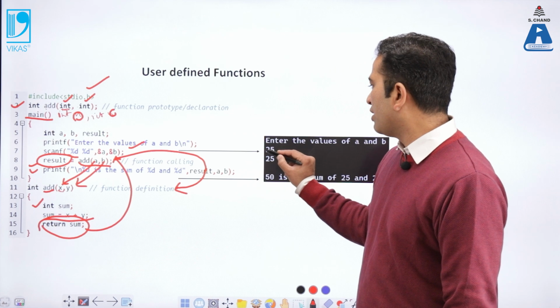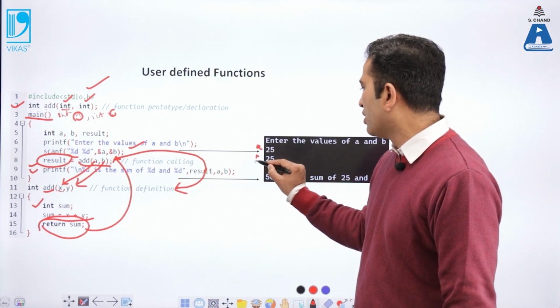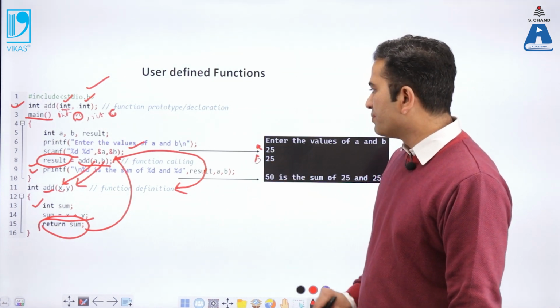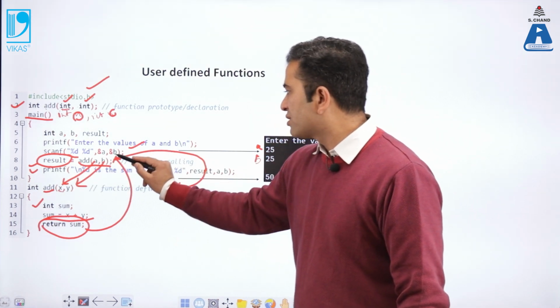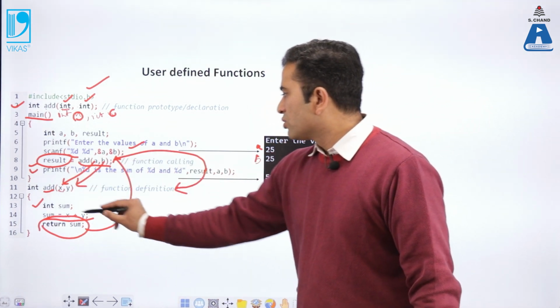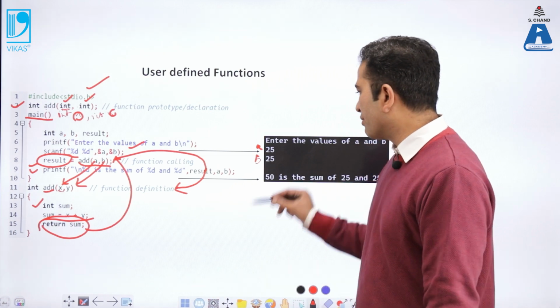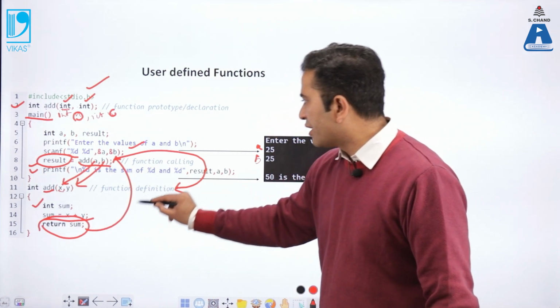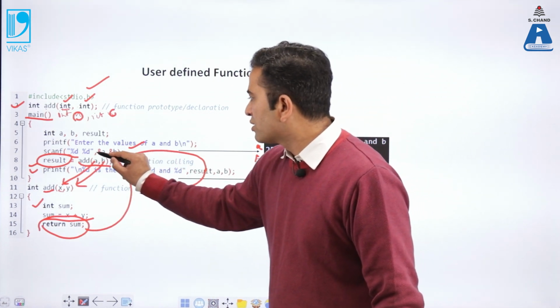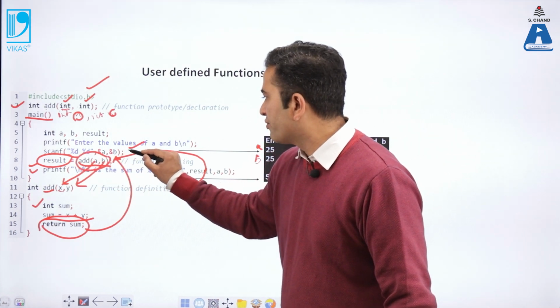I have entered the value of a as 25 and the value of b as 25. a passes to x, b passes to y. So sum is 25 plus 25, 50. So 50 is returned to the caller. That means this whole expression now becomes 50.